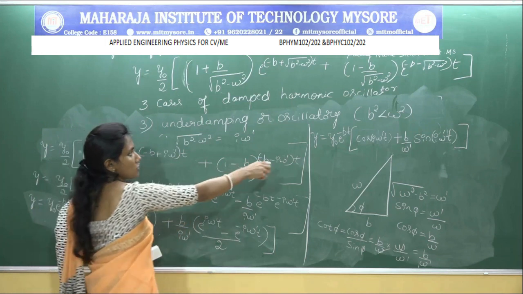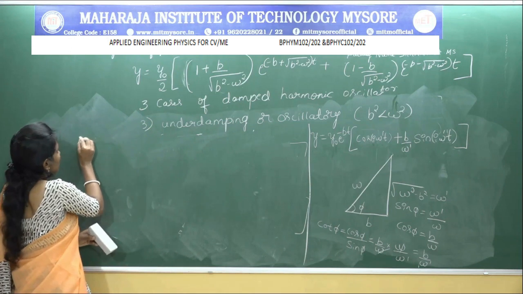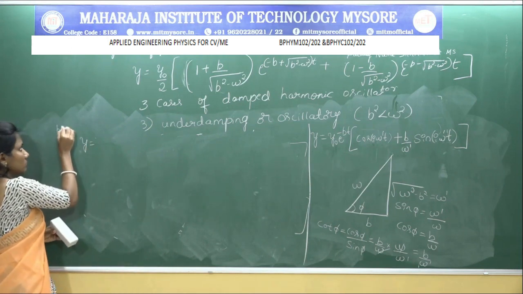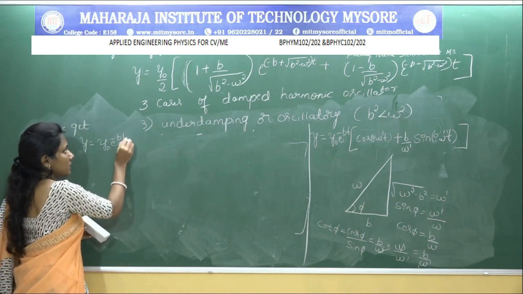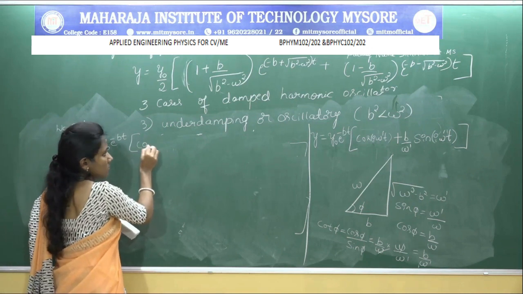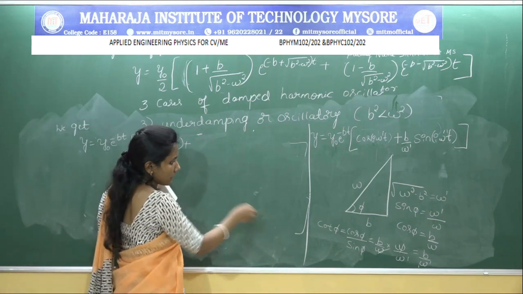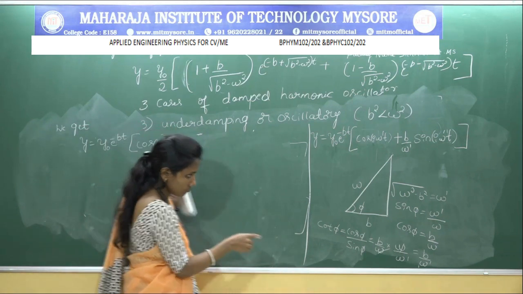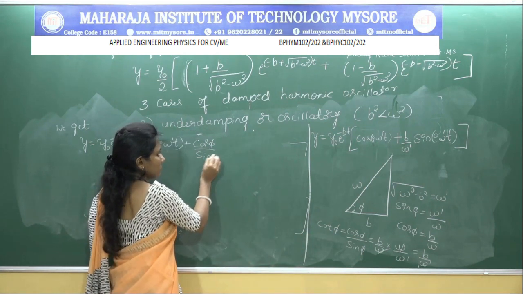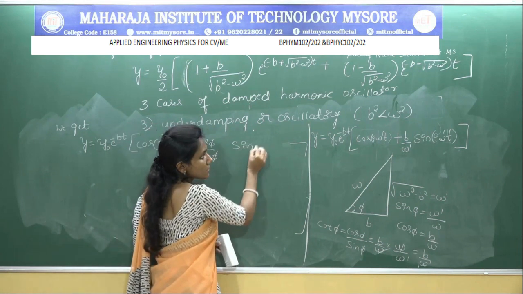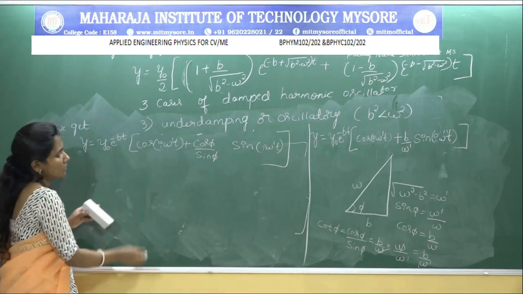So then this equation will become, so that equation we will get y is equal to y naught e to the power of minus bt [cos(ω't) plus b by ω' ... write it as cos φ by sin φ] times sin φ into sin(ω't). So this is what we got.